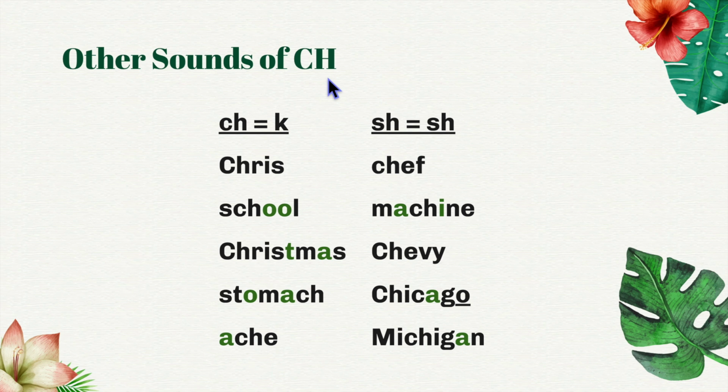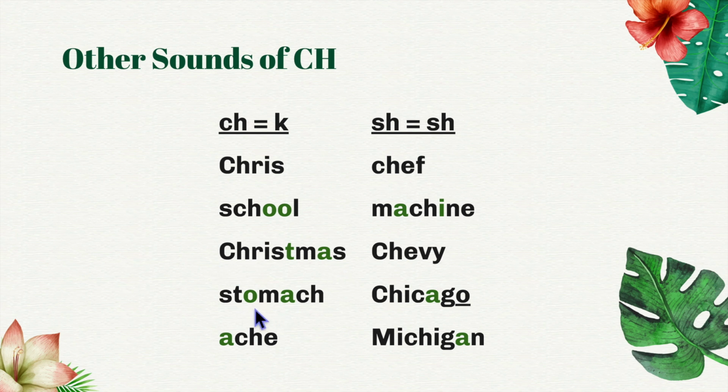CH has two other sounds. In words that came to us from Greek, CH has a k sound, like in the word Chris. This OO will use the sound of oo, like in school, Christmas. I'd like to point out that this T is silent and the A takes on a muffled schwa sound, so Christmas.